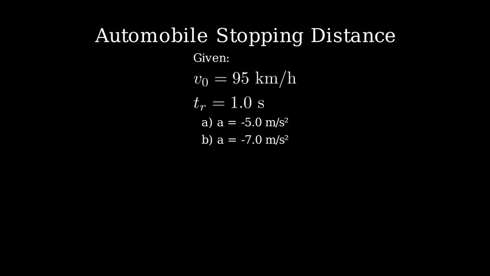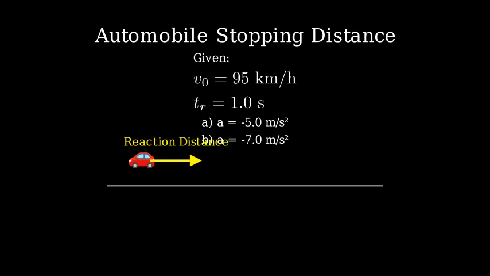Before we start calculating, let's understand what happens during a complete stop. There are two phases. First, the reaction phase. This is the distance the car travels while the driver is reacting before they even touch the brake. And second, the braking phase. This is the distance the car travels while actually slowing down to a stop. The total stopping distance is the sum of these two distances.